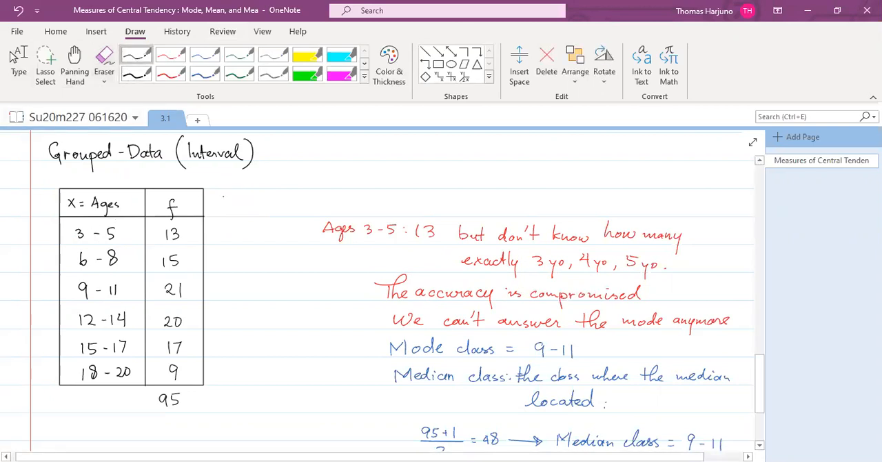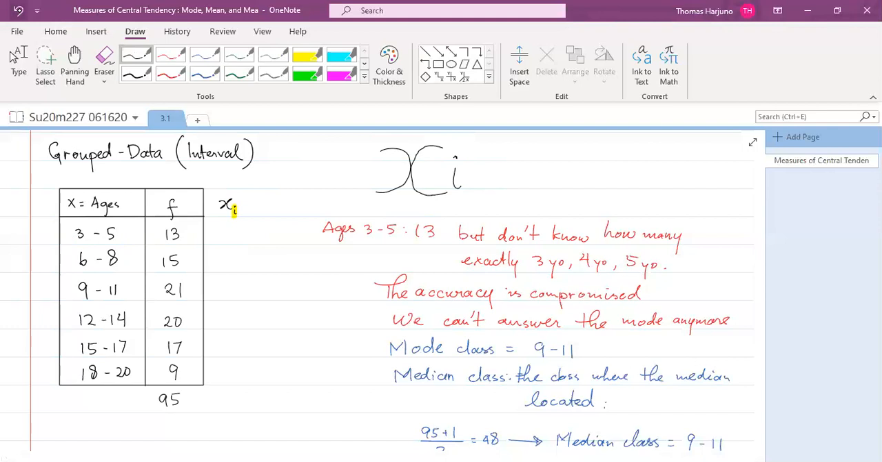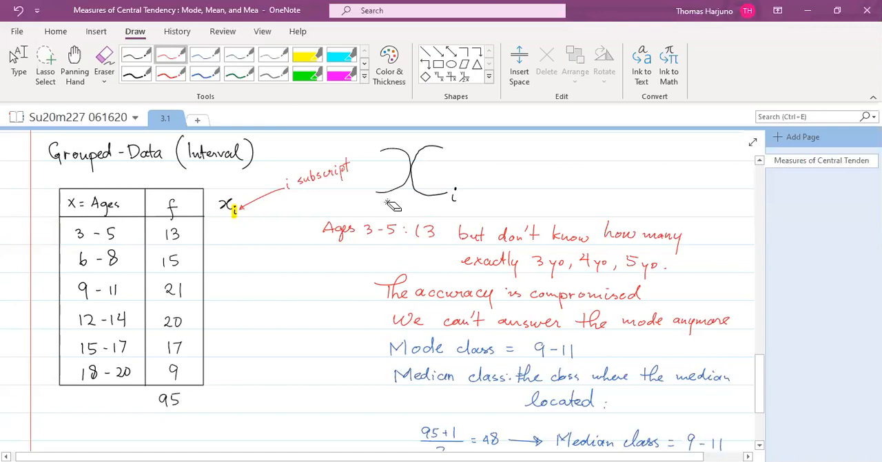Now, to find the midpoint for each class, the notation is x subscript i. This i here refers to the index. It is a subscript, which means it is written smaller and lower. Suppose this is your x. The i is not like this. No, that's not subscript. Subscript means it's written smaller and lower. Let me write it down. This is i subscript, smaller and lower.